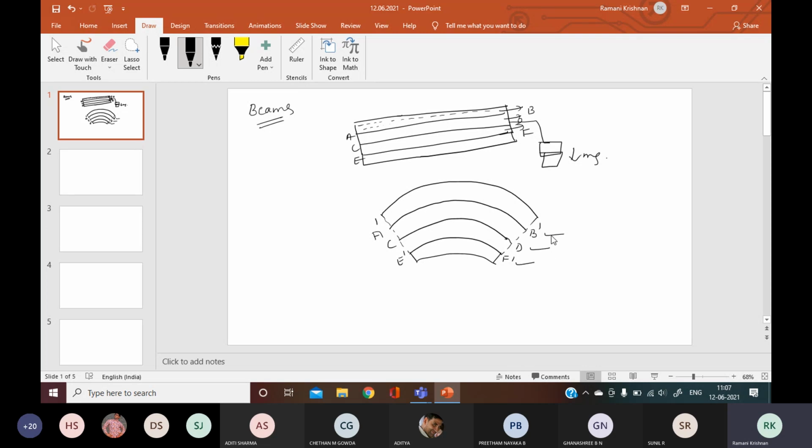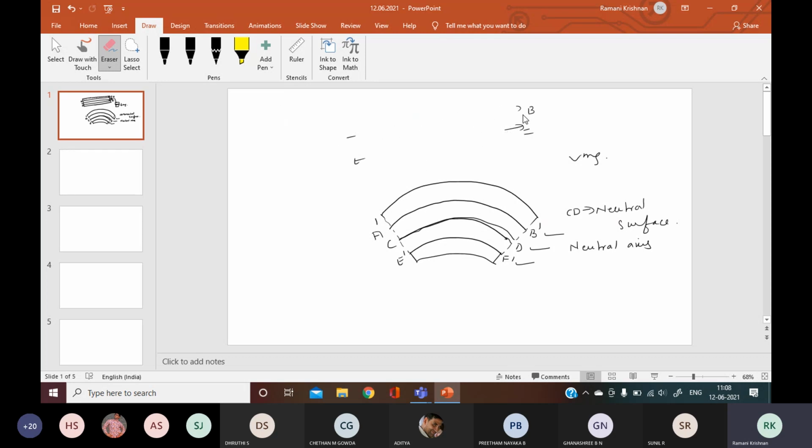So what is CD called? I said yesterday, CD is called the neutral surface. And the axis which is passing through this neutral surface is called the neutral axis. Okay, so with this introduction, let us see today's topic. I'll rub this. We are going to see bending moment of beams.